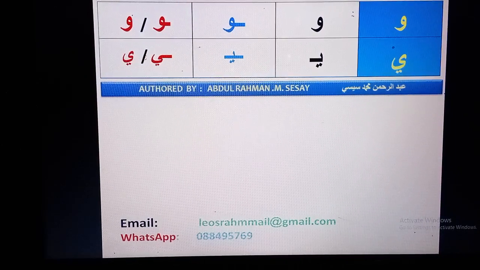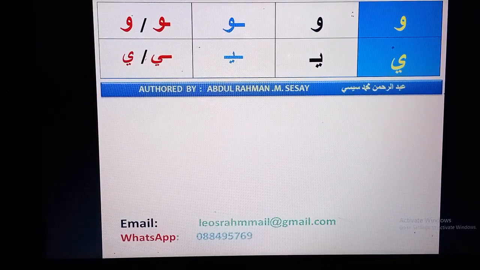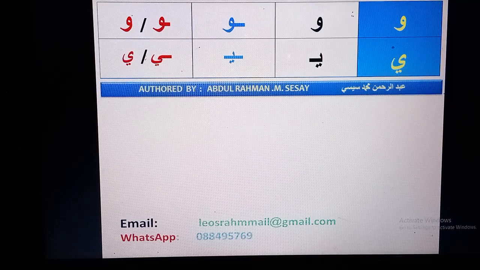So this lesson helps us understand the various shapes that the Arabic alphabets take. Now this is the end of today's lesson.